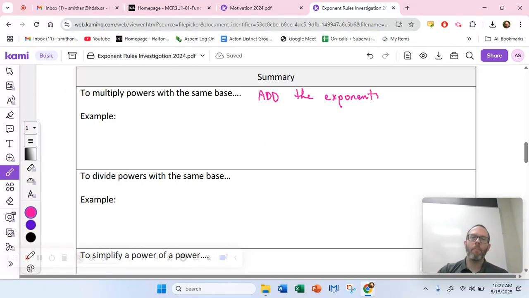And let's just cook up a few examples here. How about 4 to the power of 6 times 4? How can we write that as a single power? Multiply powers, add the exponents. What's the exponent on 4? There's no exponent there. It's like an assumed 1. Yes. So 6 plus 1.